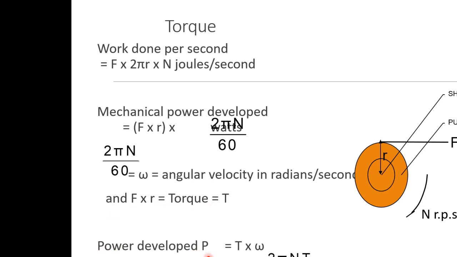So the power developed P is equal to torque T into omega, that is, angular velocity. Torque T into omega is nothing but 2 pi n by 60. So 2 pi n into T by 60 is the power developed, which is in watts.